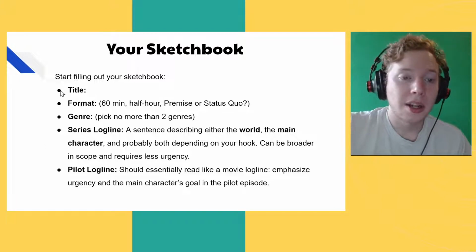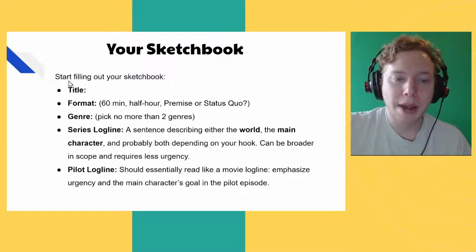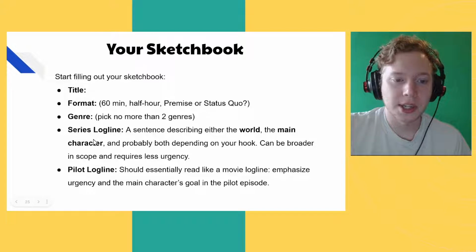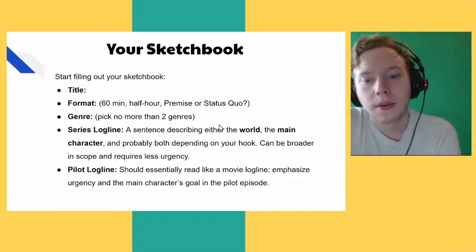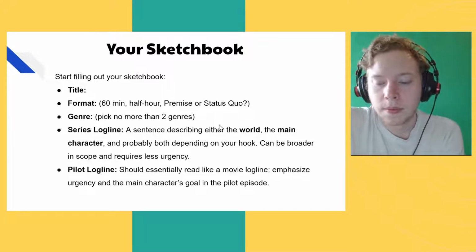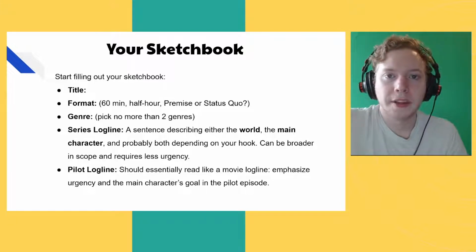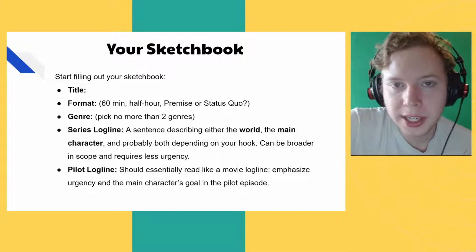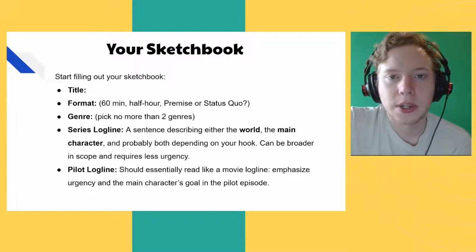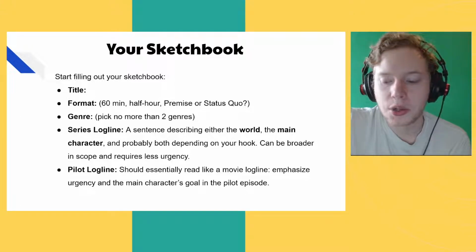So, on your sketchbook, I would type in these things: title, format, genre, series, pilot. And start filling these things out as you decide on them. If you have a few different ideas for different shows, hopefully today we can help you make that choice. If you post up to 3 loglines, we can help you choose them today.